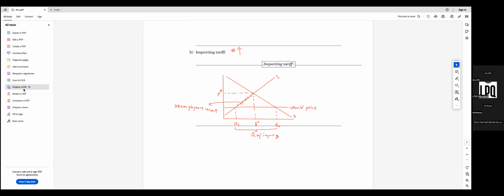So how do we represent the importing tariff? If you remember, you just vertically shift the world price up. So we label the blue line here as world price plus per unit tariff. We just vertically shift this line, because we add in a per unit tariff.